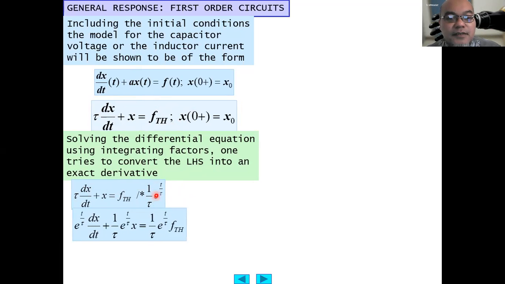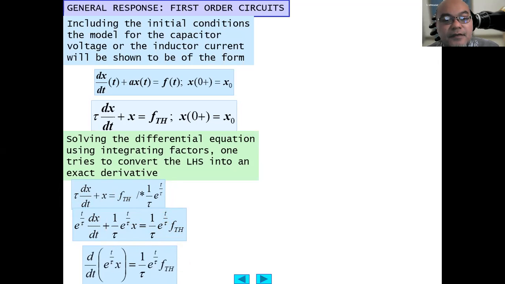Okay, so if we put this into this equation, we multiply each term with this one. Because 1 over tau multiplied by tau becomes 1, this becomes exponent t over tau dx/dt plus 1 over tau exponent t over tau x equals 1 over tau exponent t over tau f(t).